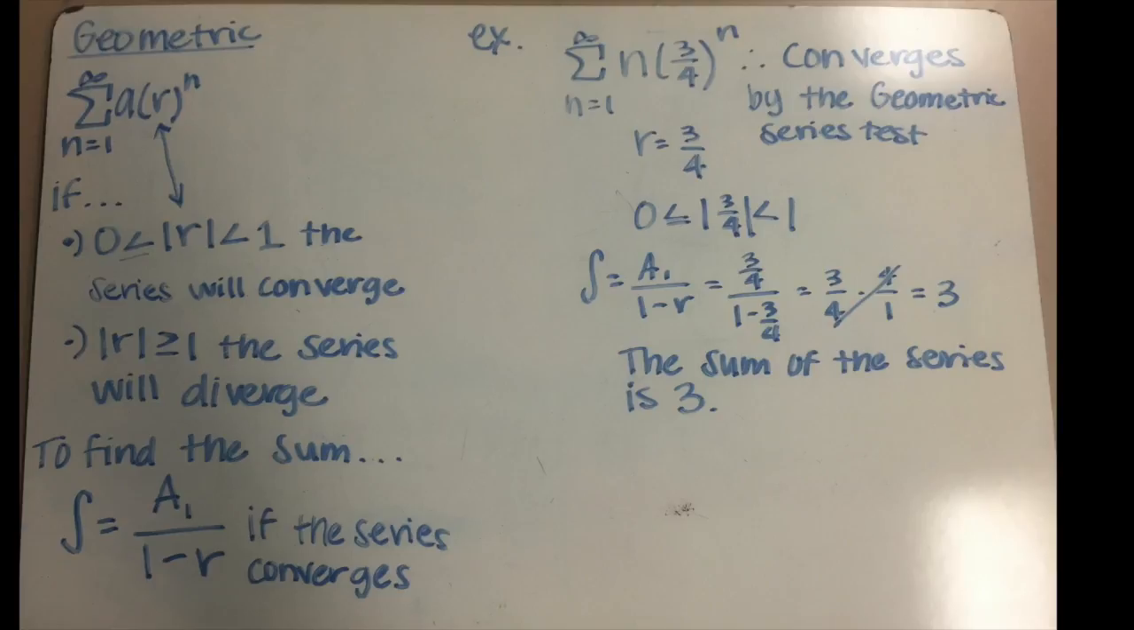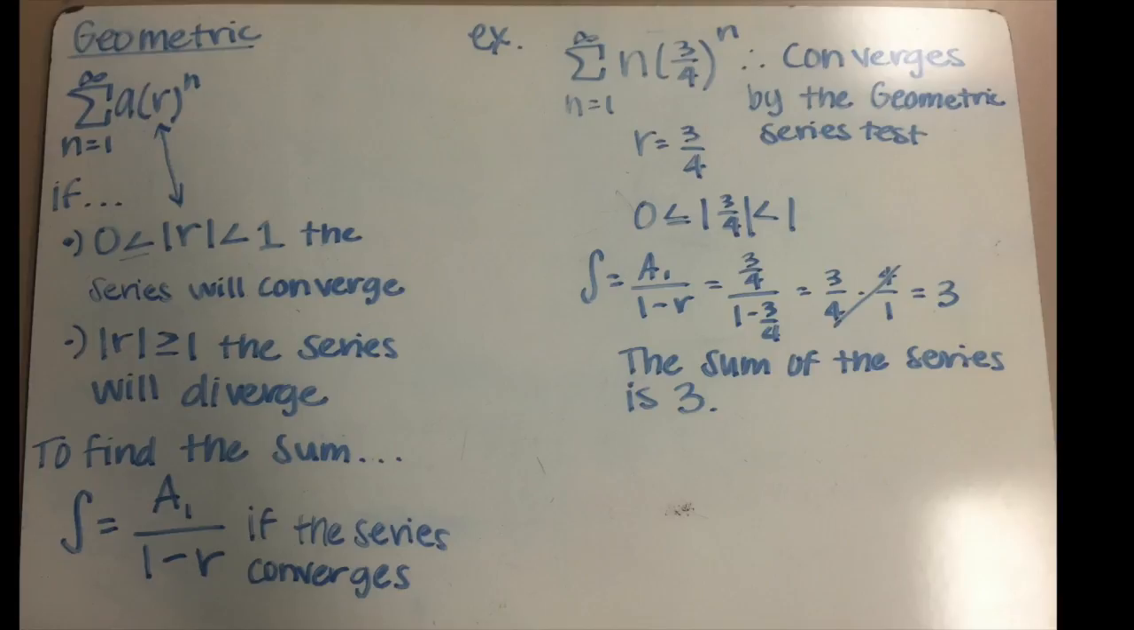The next test is the geometric test. This is when you have something like r raised to the nth power in your equation. If the absolute value of r is between 0 and 1, the series will converge. If the absolute value of r is greater than or equal to 1, the series will diverge. You may be asked to find the sum of the series. To do this, the sum is equal to the first term over 1 minus r. You are only able to find this if the series converges.